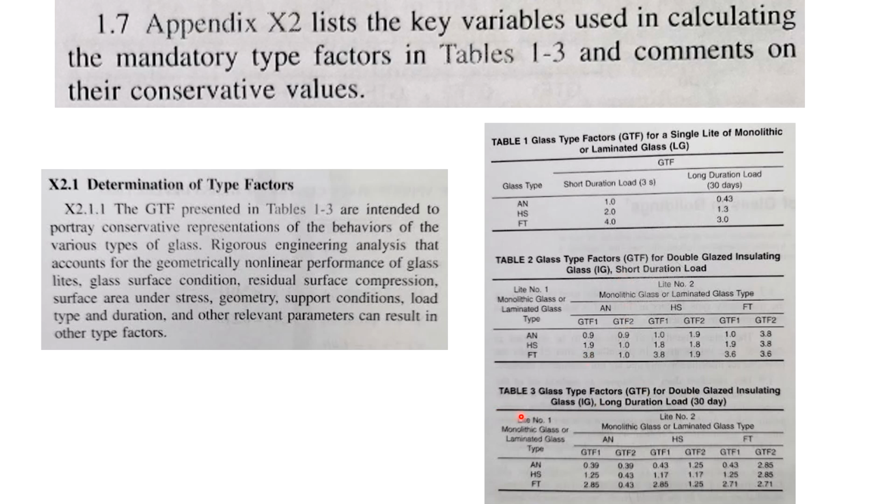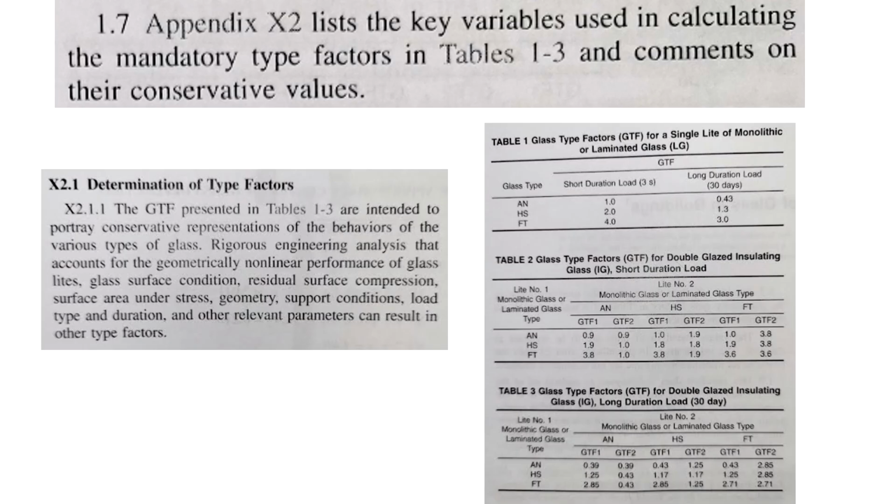If you're going to calculate for 30-day load, all right, it's a different factor. But you read this chart the same way. You still got annealed, heat strengthened, annealed, fully tempered, and so forth all the way through. You do a calculation for your first light, you do a calculation for your second light in that situation.